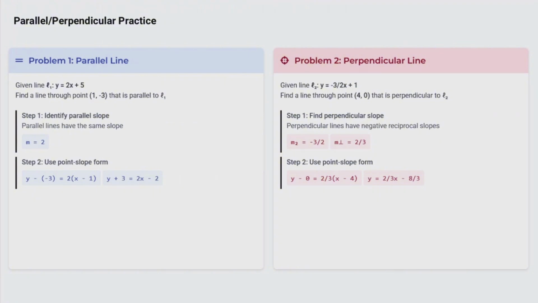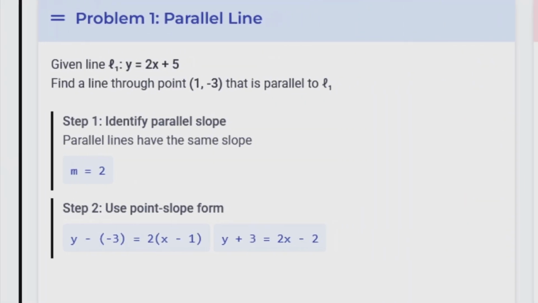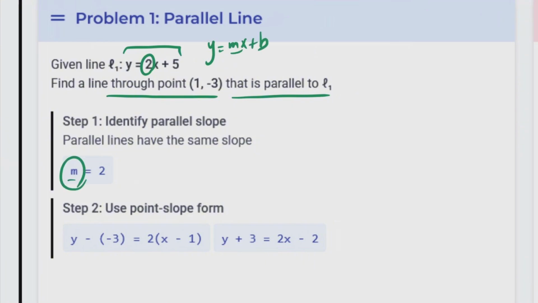So after that, we do have some parallel and perpendicular examples. Let's talk about this one. Imagine that I give you a line whose equation is y equals 2x plus 5, and find a line through the point (1, -3) that is parallel to L1. So how can I do that? Simple. When we are talking about two parallel lines, we are talking about two lines that have the same slope. So at this point my slope is 2, because we know y is mx plus b. So I know for a fact that the second line's slope is going to be m itself. But I also know for a fact that the line should pass through (1, -3).